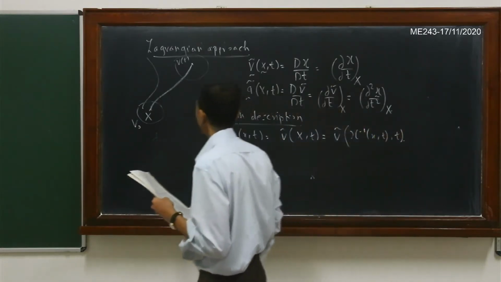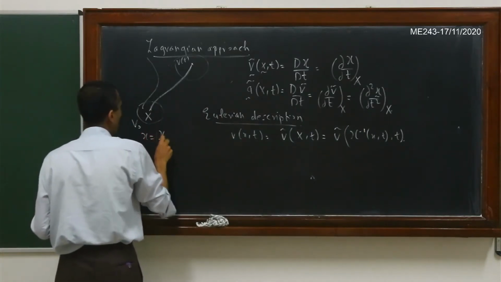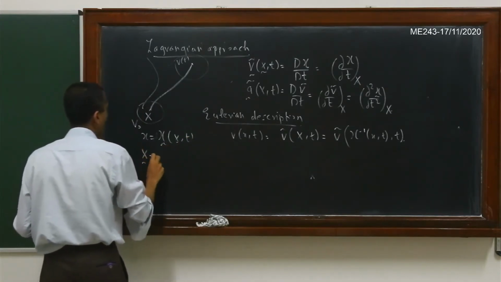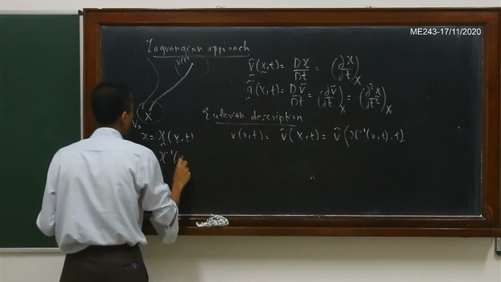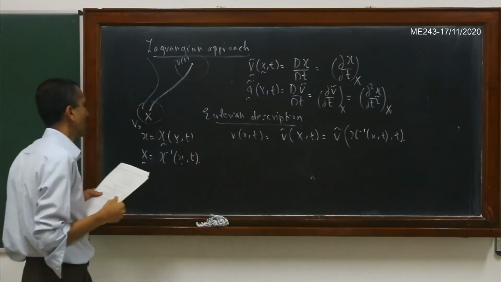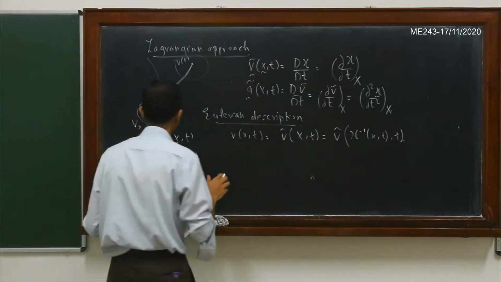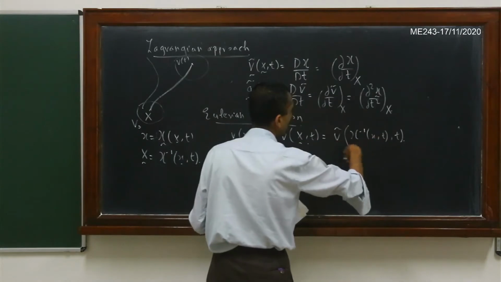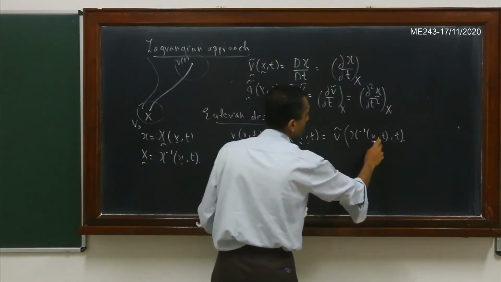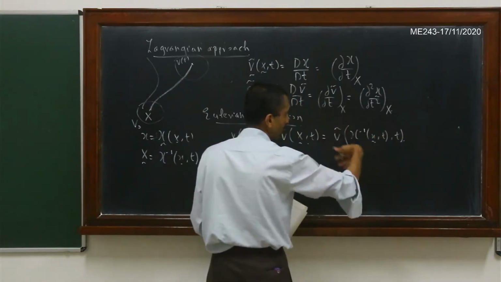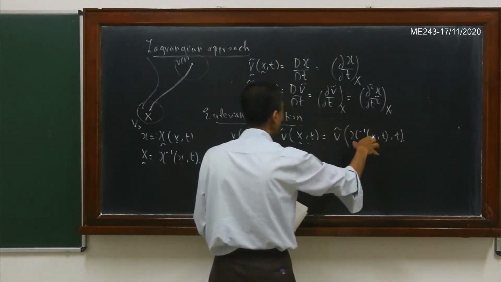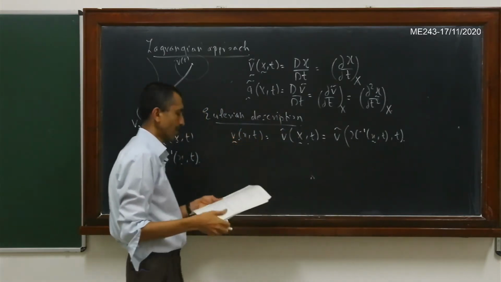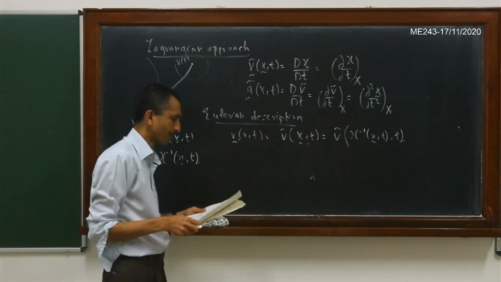If you recall, just like we had small x is equal to chi of capital X comma t, the inverse mapping will be given by capital X is equal to chi inverse of small x comma t. So all I am doing is substituting for capital X in terms of small x. Now you will see that this whole thing is a function of small x comma t, and whatever this new function in terms of x comma t is, I am calling that the Eulerian description of the velocity. So we'll call this v of x comma t.